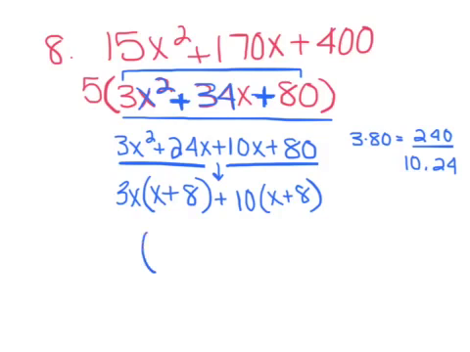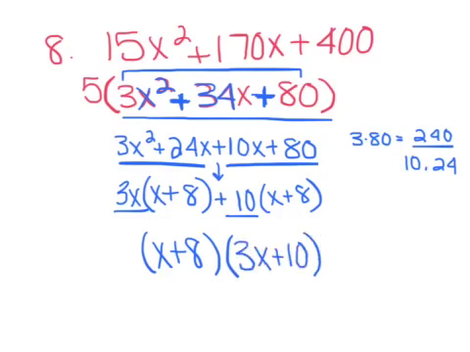So when you are done with the garbage method, you're rewriting what's in your parentheses, the x plus 8, and then whatever's right on the outside, 3x plus 10. And one more thing to finish this problem. What is it? Kyra? Yeah, bring down that GCF from the very beginning.